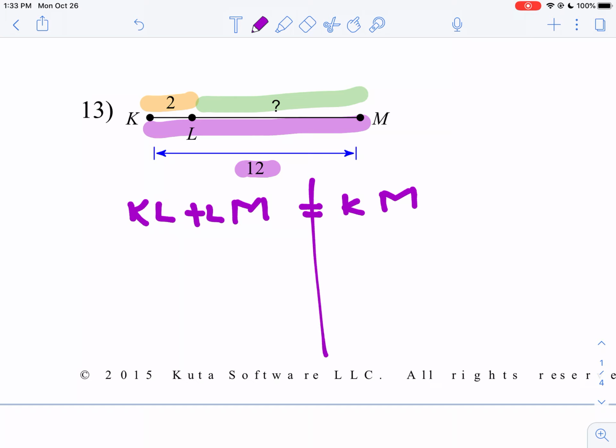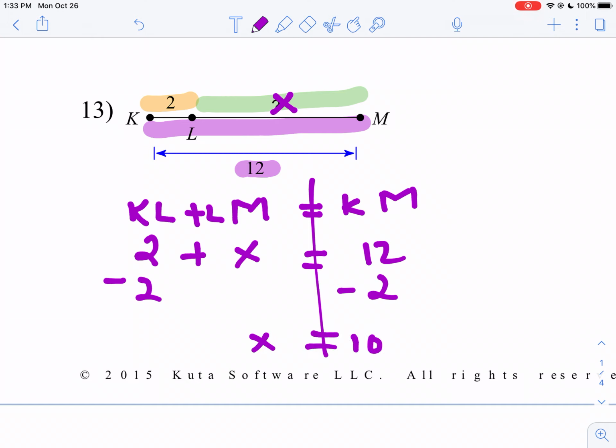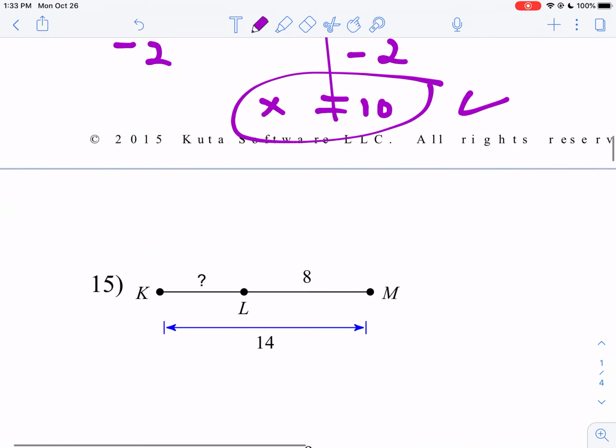I'm going to do my substitution now. KL is 2. LM, I'm going to call it X since I don't know how long it is. And KM is 12. You can do mental math and give me the answer 10, or you can go ahead and do your subtraction and give me the answer. Again, whatever you do, as long as you have those crucial steps, you are good. And again, check the back of the book. So these are the numerical problems. They are the easy problems. Let's go to a problem where you must do a little bit of work.